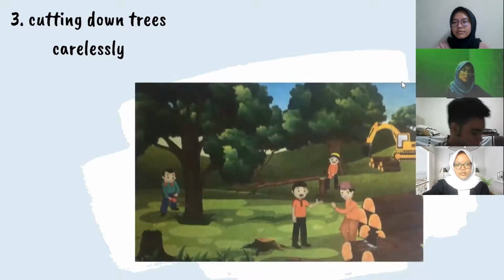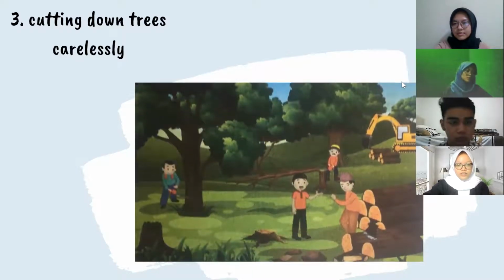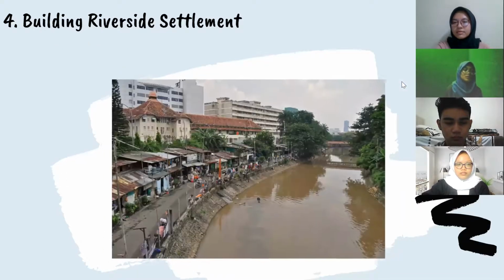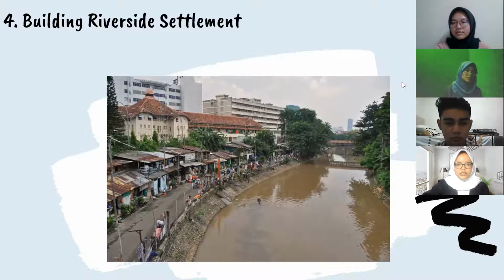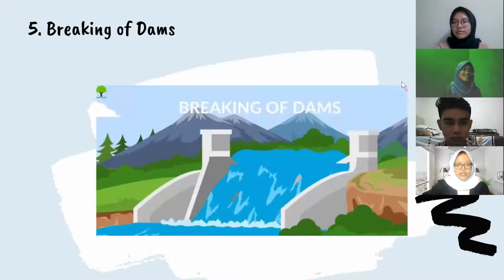Third, cutting down trees carelessly. Trees can absorb rainwater. If the trees are cut down, there is no water absorption, which causes flooding. Fourth is building riverside settlements, which can cause loss of rainwater absorbing area. And the last is breaking of dams. When there's too much water behind a dam, the force of water breaks it, causing overflowing water, which results in flooding.